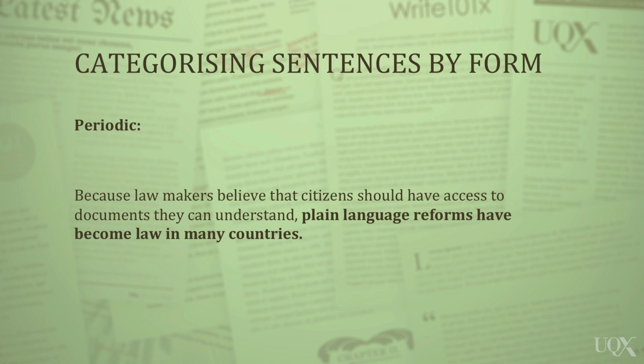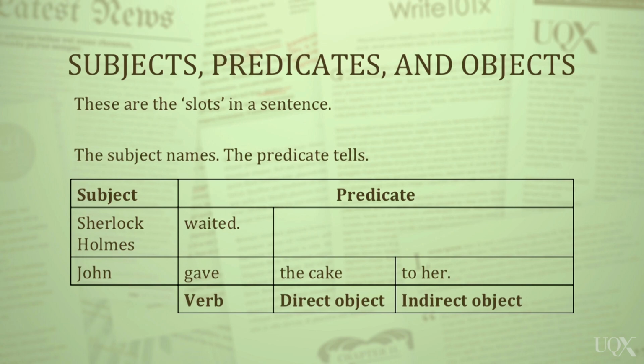A periodic sentence, on the other hand, positions the important information at the end. For example, because lawmakers believe that citizens should have access to documents they can understand, plain language reforms have become law in many countries. Can you see why this is a periodic sentence? To conclude this section, here's a table to introduce subjects, predicates and objects, which we'll cover next week when we look at verbs.